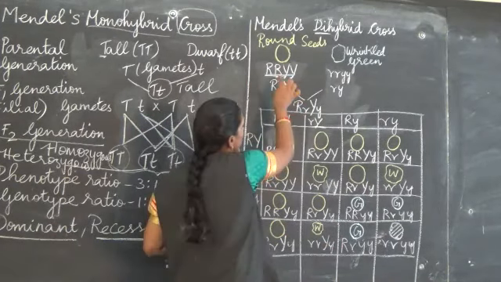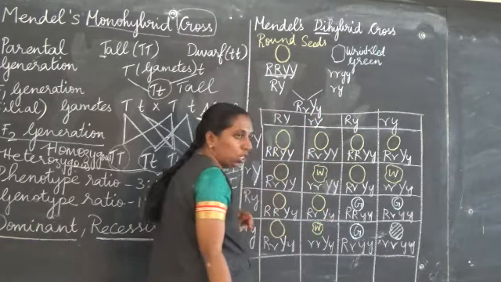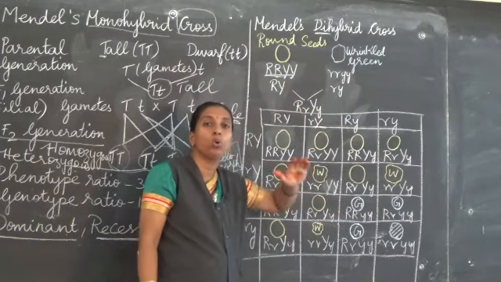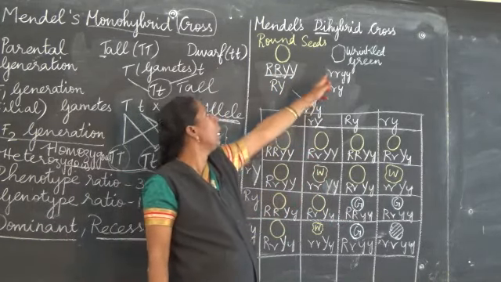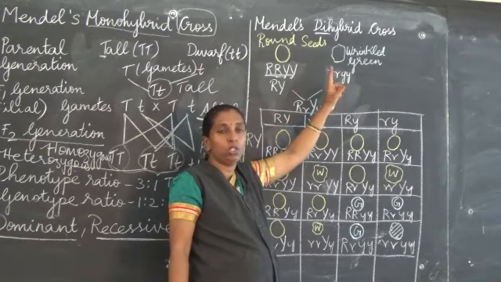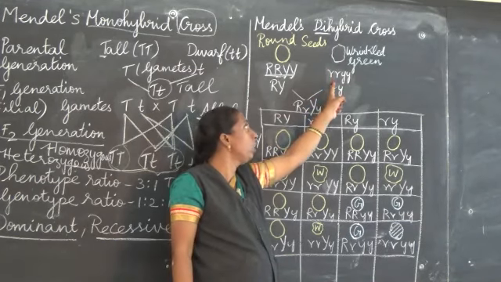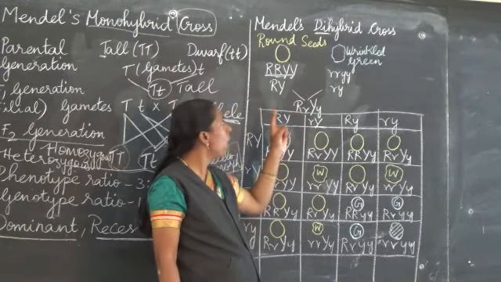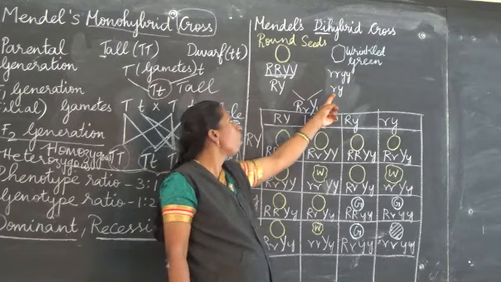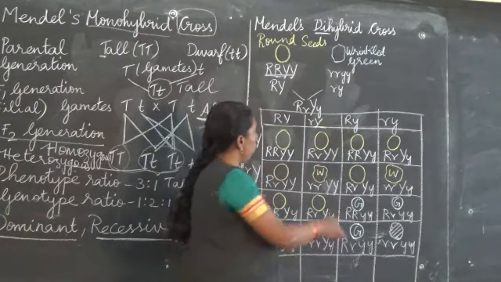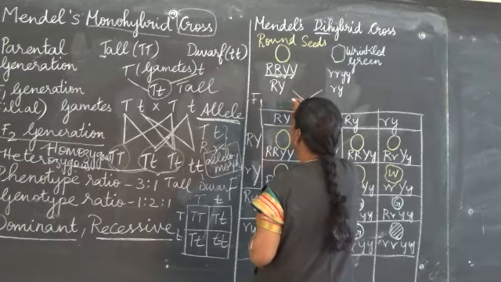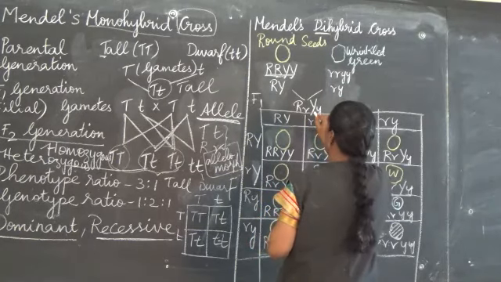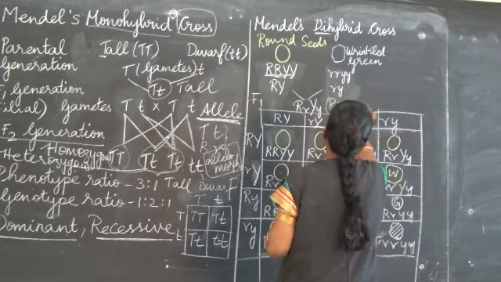And the gametes. So this is the parental generation. Parental generation means round seeds with yellow color will always give rise to round seeds with yellow color. Similarly, wrinkled seeds, that is, rough surface, with green color will always give rise to wrinkled green seeds. When such a cross is made, the gametes will be capital R, capital Y, small r, small y. And in the F1 generation, or first filial generation, all the plants will be round yellow seeds.